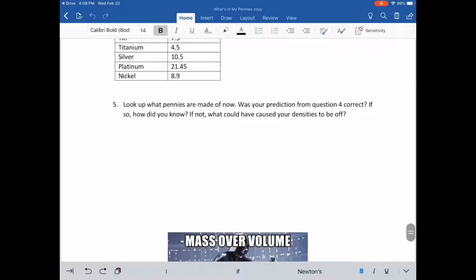And then for question 5, you can answer, if your data is not correct and you know what's in the penny, this is where you're going to tell me what could be wrong with your data or what could have happened during the lab that caused your data to be skewed.